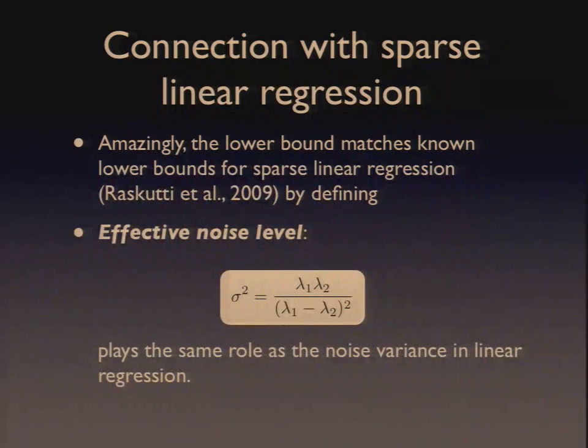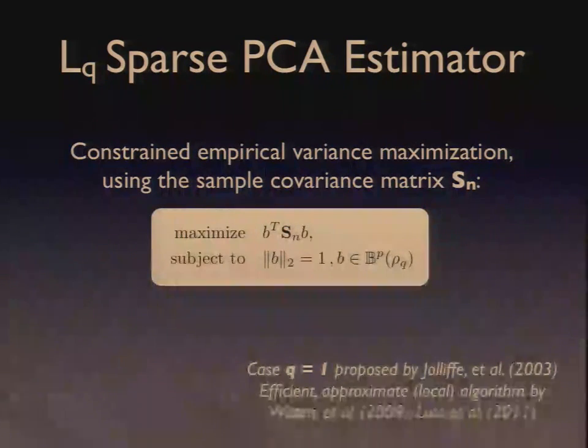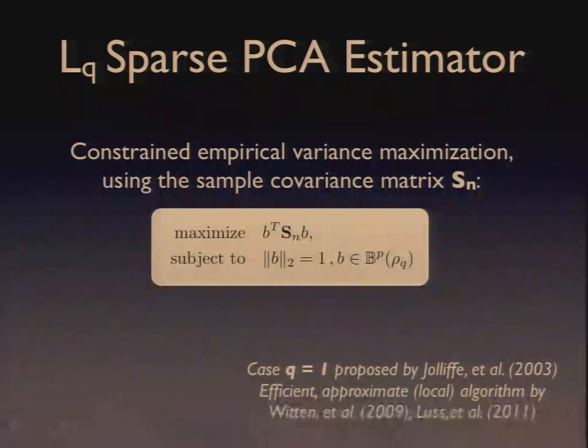Okay, so that's the lower bound. And for the upper bound, what we do is we construct an estimator and show that it achieves the lower bound's error rate. The estimator that we use for the upper bound is the LQ Sparse PCA Estimator. Now, this estimator is mostly useful for theoretical analysis. I would not recommend that you actually use it in practice.